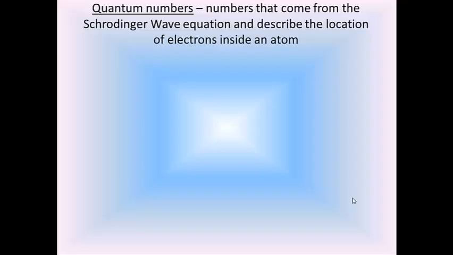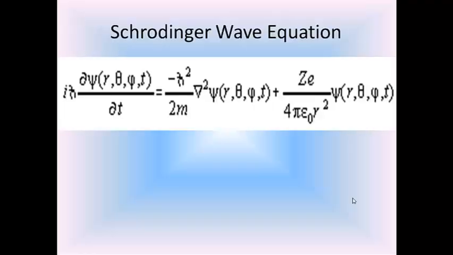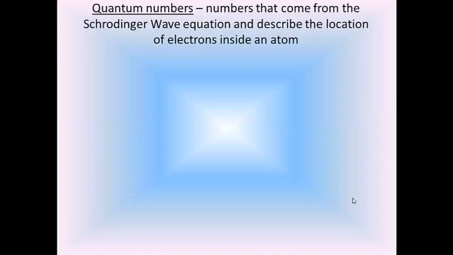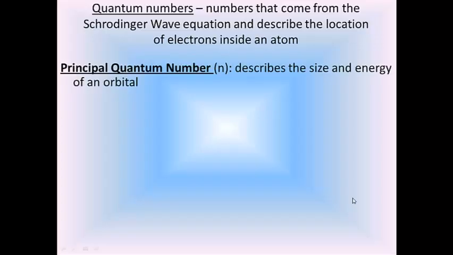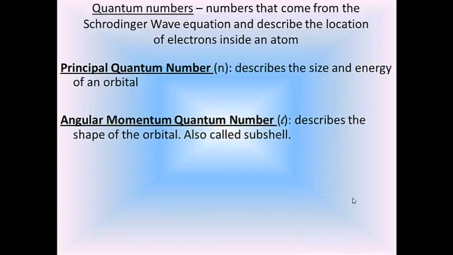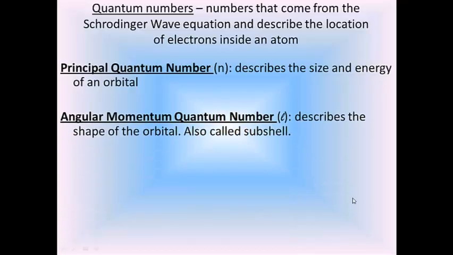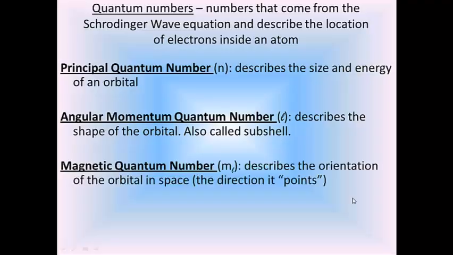All right, quantum numbers. Quantum numbers are the 4 pieces of information that come from the Schrodinger wave equation calculation and describe the location of the electrons inside an atom. The principal quantum number n describes the size and energy of an orbital. The angular momentum quantum number, which is a cursive l, describes the shape of the orbital. This is also called a subshell. The magnetic quantum number, m sub l, describes the orientation of the orbital in space, the direction it points, and don't forget this is all 3-dimensional, so you're talking x, y, and z.